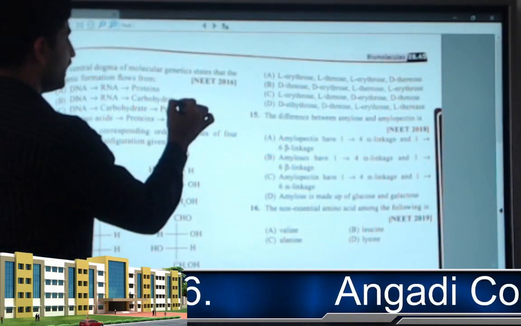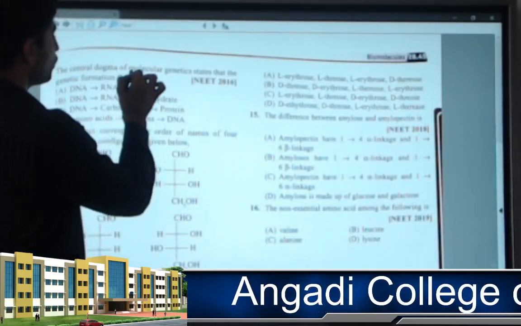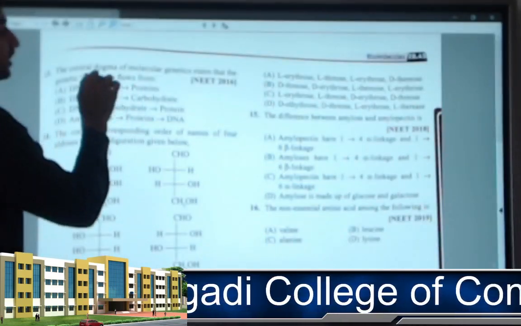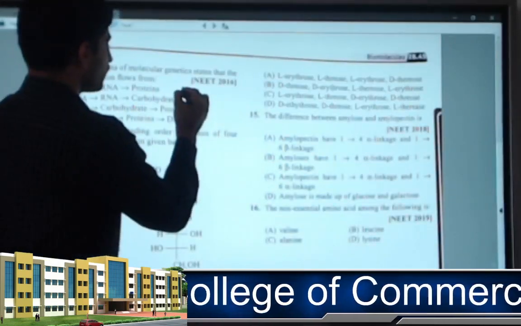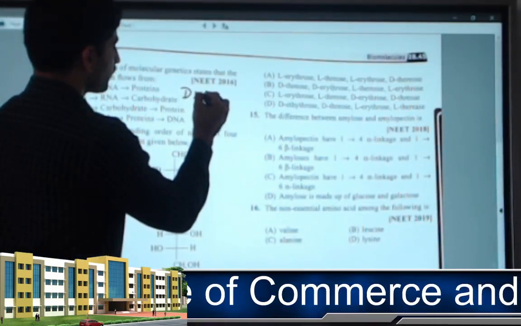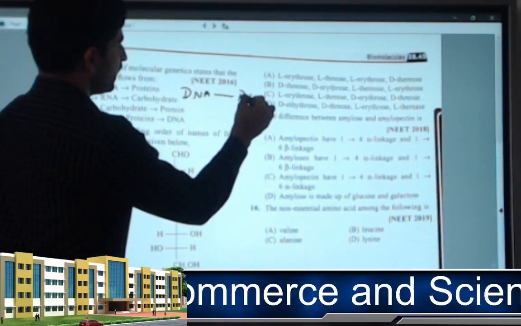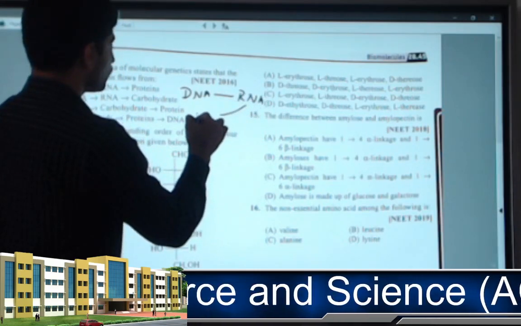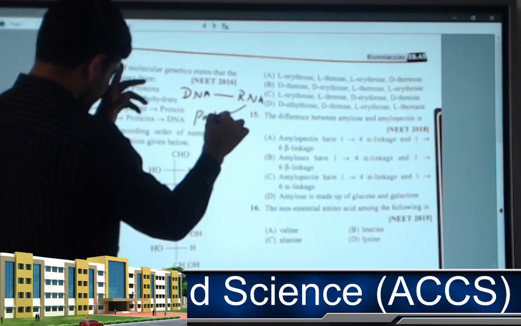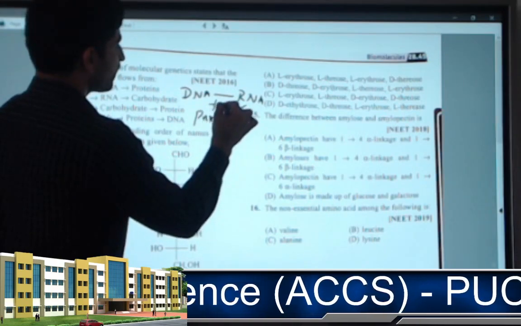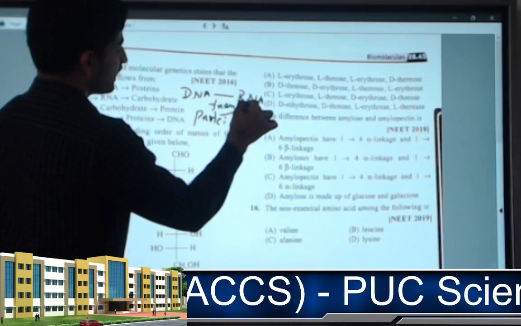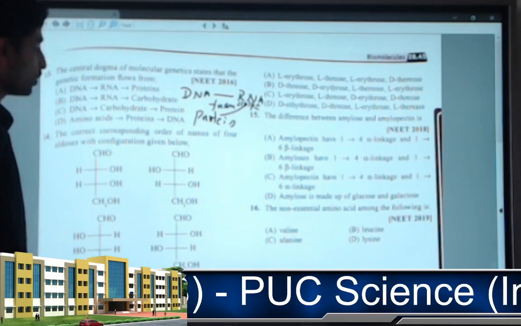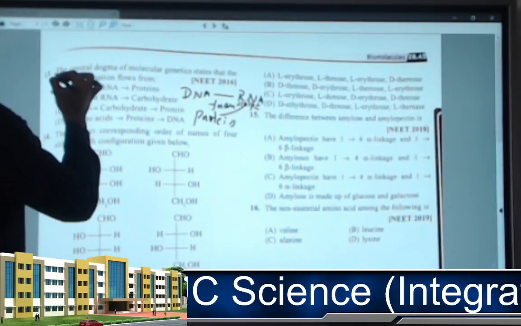As we already know, the central dogma of molecular genetics states that genetic information flows from DNA to RNA, then RNA to protein. Which involves a process called transcription. Transcription is a process. So I am going with option A.